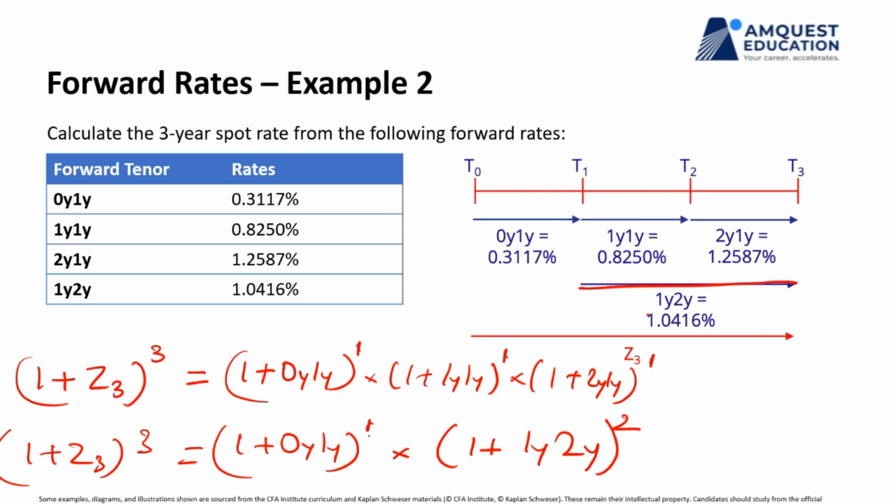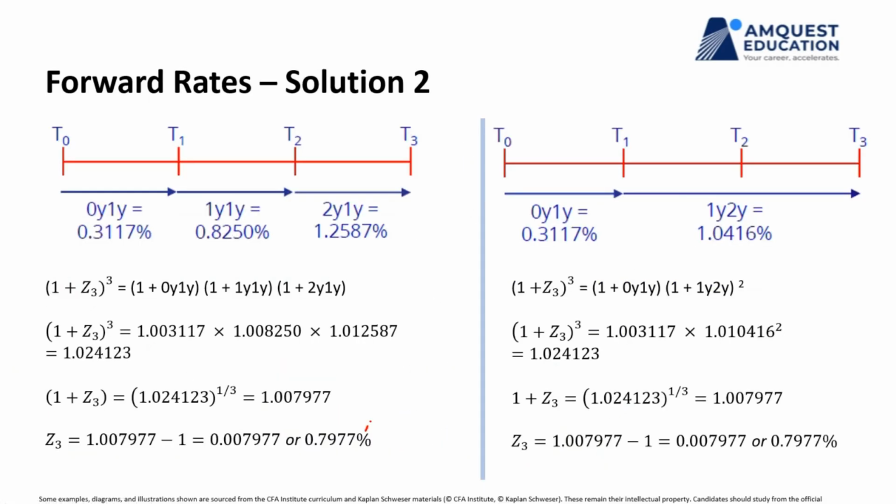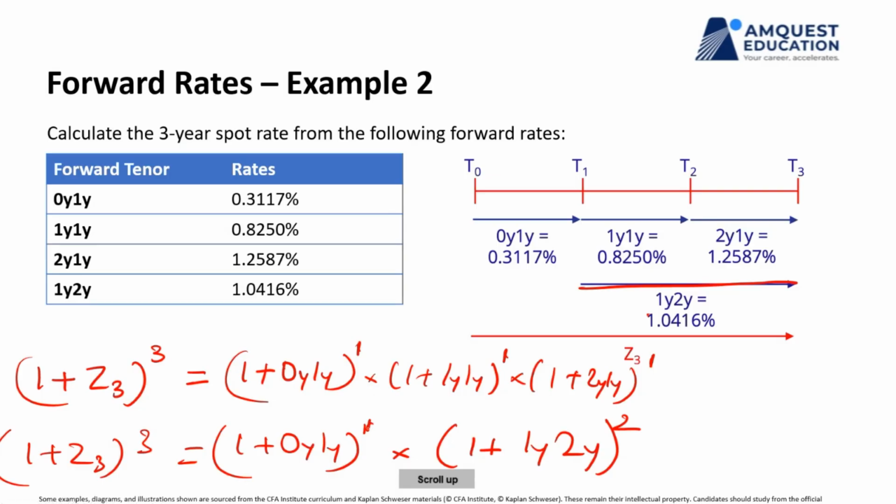This is raised to the power 1, 1, 1. So I try and look at these powers, right? These powers help me understand whether I have written the equation correctly. 3-year, 3-year, 3-year, and 3-year, obviously.